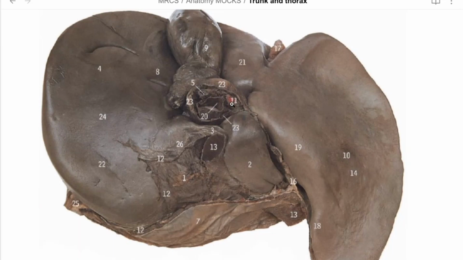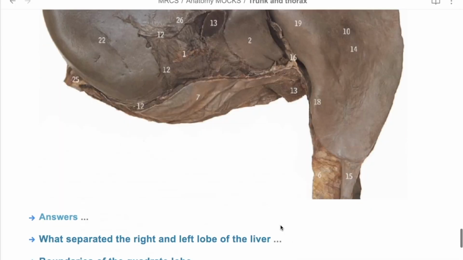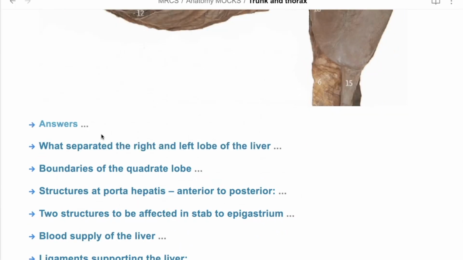Okay. What do you think of 11? 11 would be the hepatic artery. What about 20? 20 is the portal vein. What about 5? 5, the hepatic ducts. Okay, well done. What about 16? 16 is the ligamentum venosum. Okay, so what's meant by 23? Porta hepatis? So we're looking at the porta hepatis for those 3 structures. I think that's the only difference between this one and the previous one. Otherwise it's the same answers really.